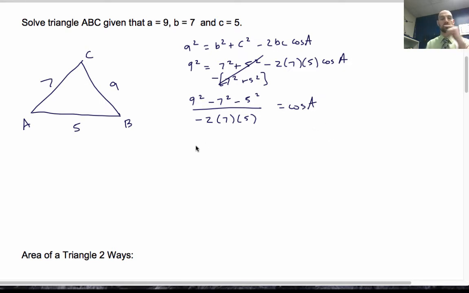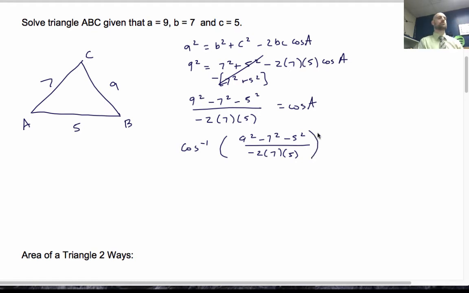So what do I need to do to find A? I do the inverse cosine of 9 squared minus 7 squared minus 5 squared over negative 2 times 7 times 5. Okay, these formulas are just working backwards. So I know I'm going through quickly, but you can definitely pause. And as I'm working through this, just know that these formulas are going to become more familiar as you do this.